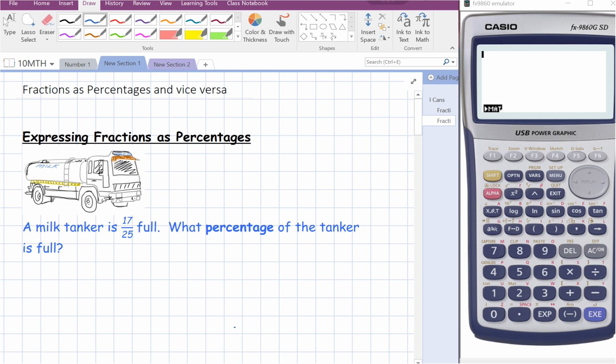Hi there. In this video we're going to have a look at expressing fractions as percentages. Here's an example. A milk tanker is 17/25 full. What percentage of the tanker is full? How about you have a go at this before I go into the teaching of it?